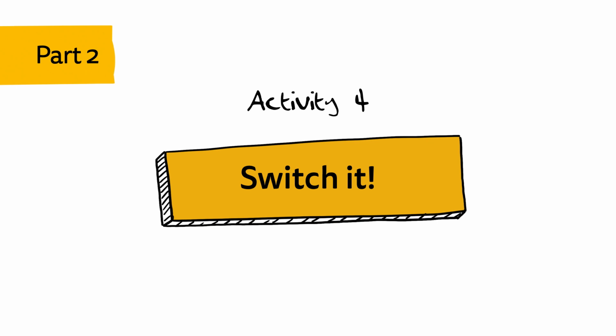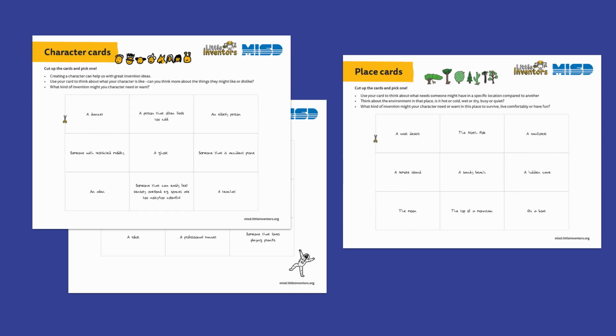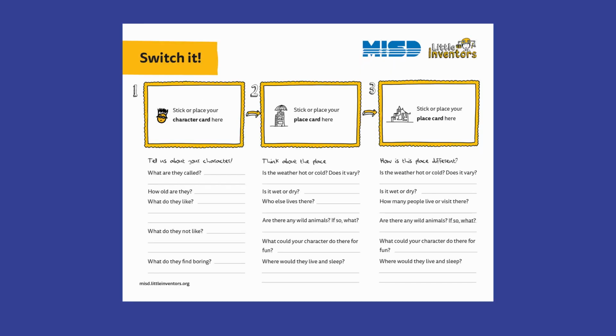Activity 4. Switch it. For this activity, you will need 3 different worksheets: the Switch It sheet, the character cards, and the place cards. Start by asking your class to cut out the character and the place cards neatly with their scissors. Then, with the Switch It worksheet, ask them to stick down 1 character card in the first box.